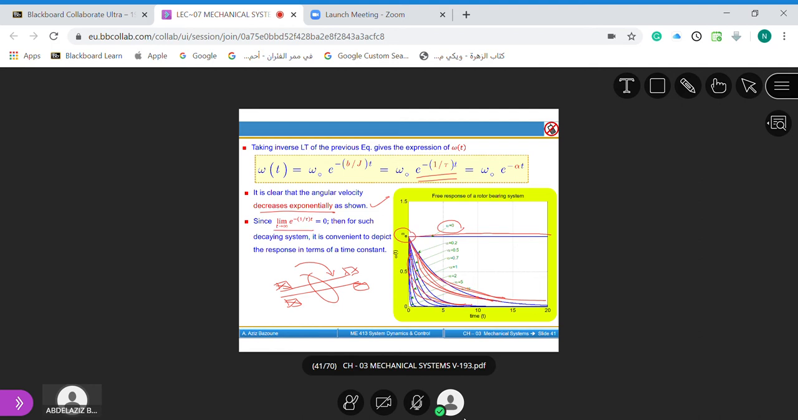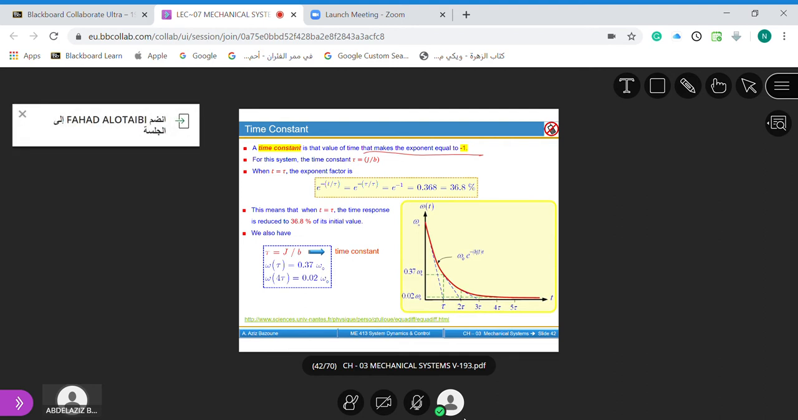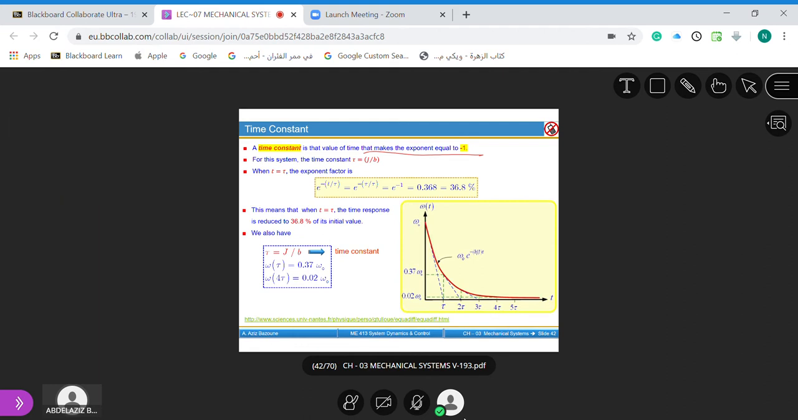Since the limit of exponential minus 1 over tau t, for such a decaying system, it is convenient to depict the response in terms of the time constant. Sometimes the time constant tells you how fast this one will go to the steady state value or to the zero value. Since the time constant is important to characterize the property of the system, it is the value that makes the exponential equal to minus one, or it's known as the time taken for the output to decay to 37% of its final value.